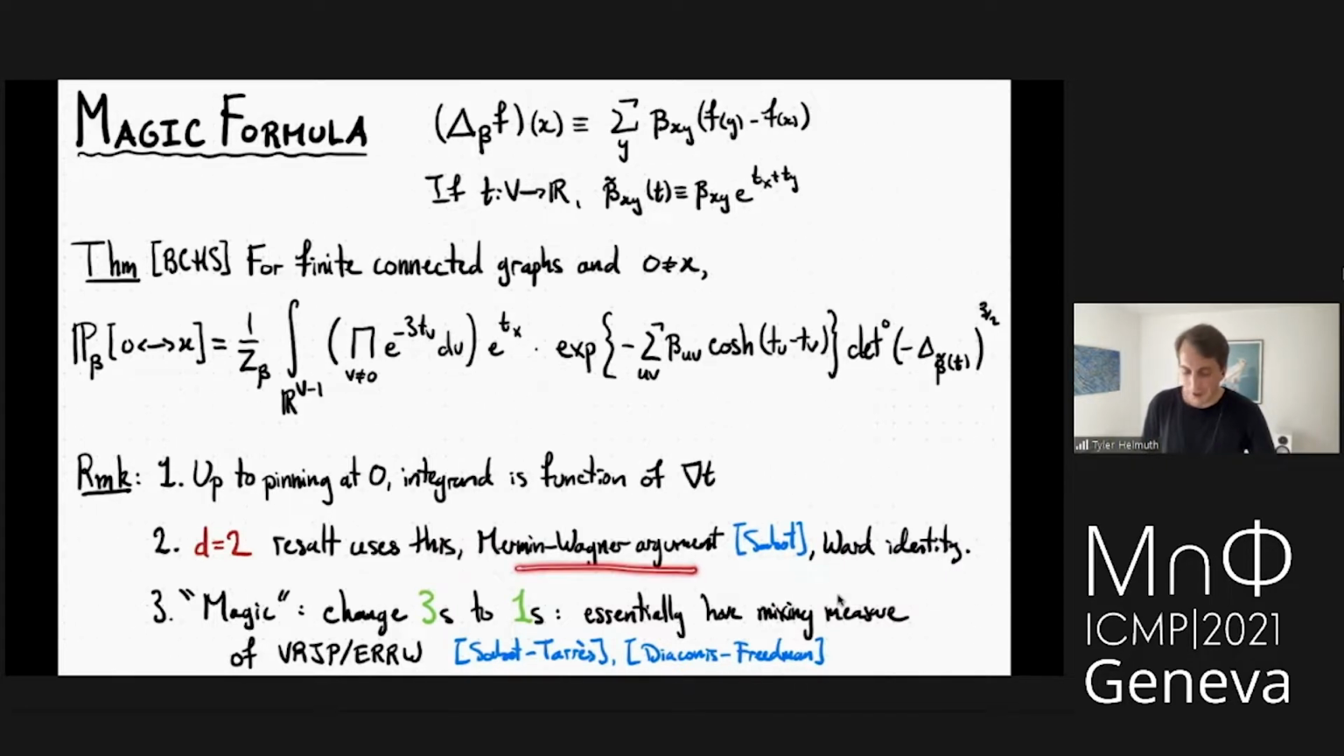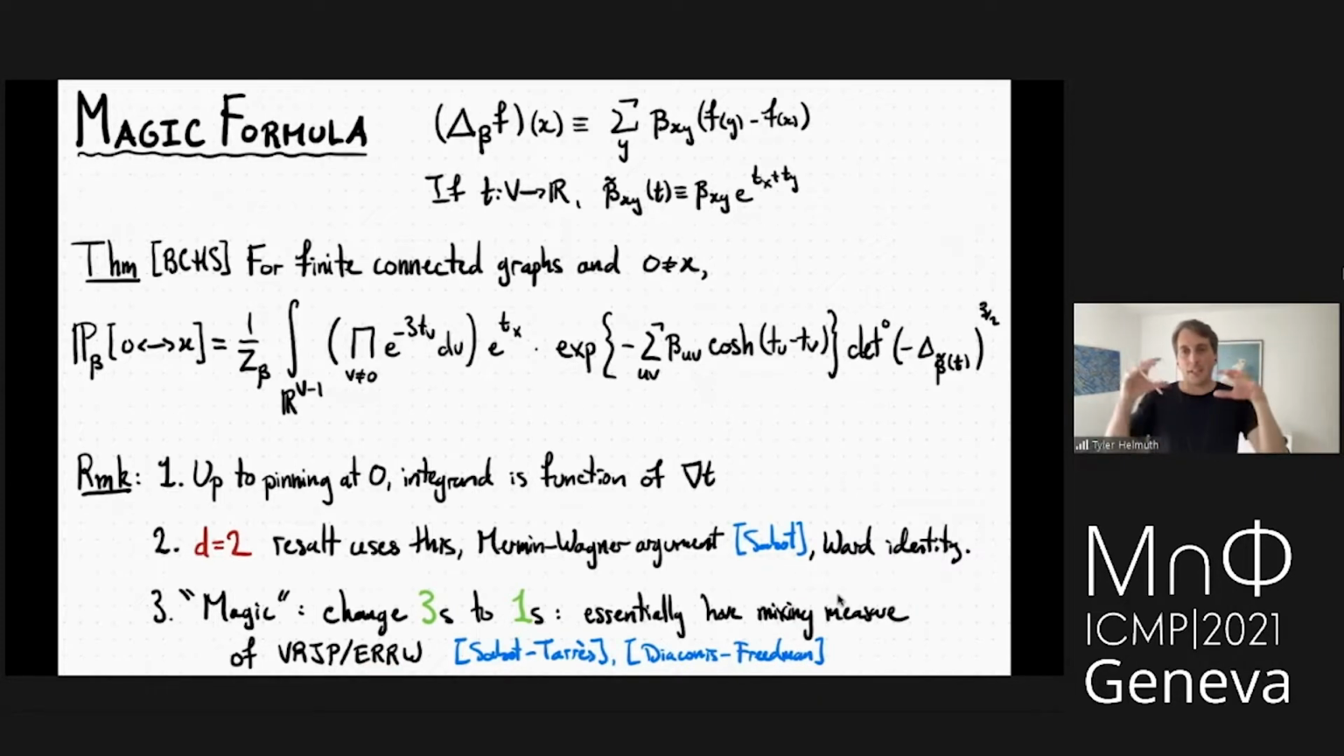Well, it's because if you change the 3's to 1's, so there's a 3 here and a 3 here, if you change those to 1's, then this term is essentially the mixing measure for the vertex reinforced jump process or edge reinforced random walk. So if you've never heard of those before, there are sort of models of self-interacting random walks that have received quite a bit of attention since the late 80s when they were introduced by Diaconis, or at least the edge reinforced random walk.